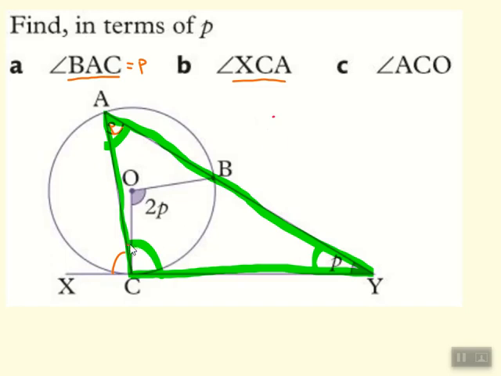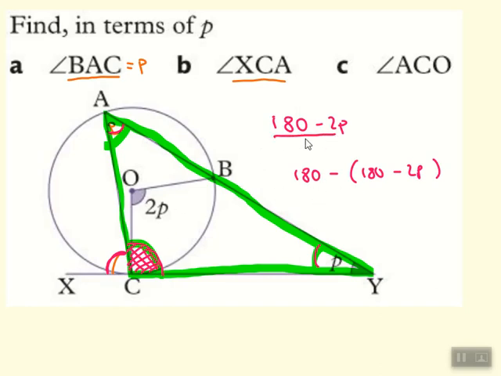But this angle in green would be 180 take away 2p, because this is p and this is p. Then notice that XCY is a straight line, so this one here would be 180 take away the one we've just worked out. So we need to do 180 minus, and then you have to really open a bracket and put 180 take away 2p like this, because this shaded in angle is that expression.